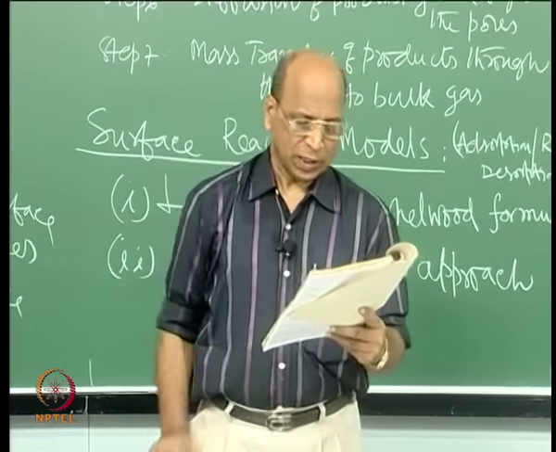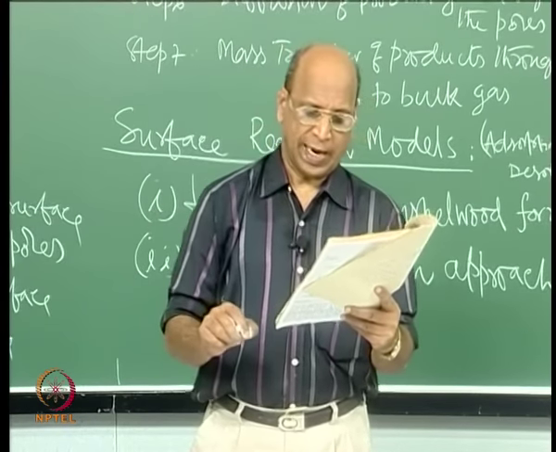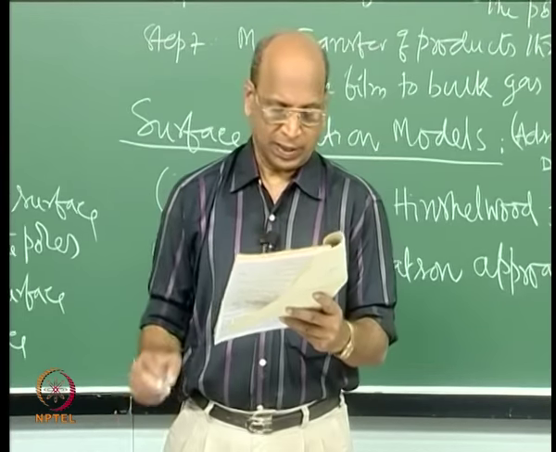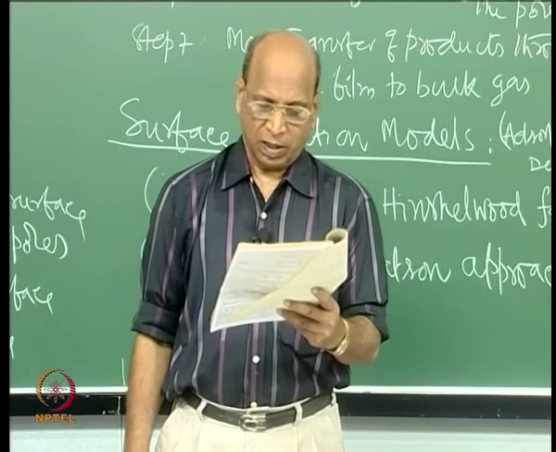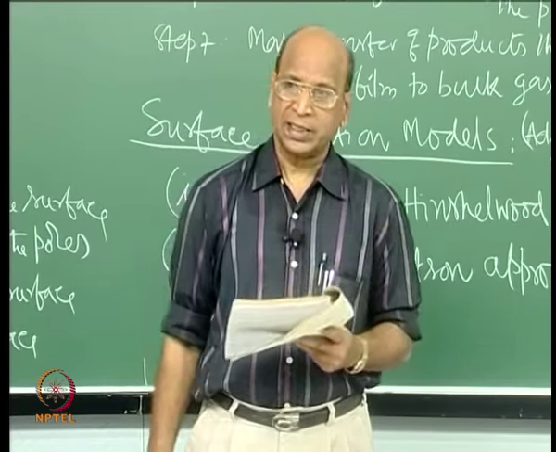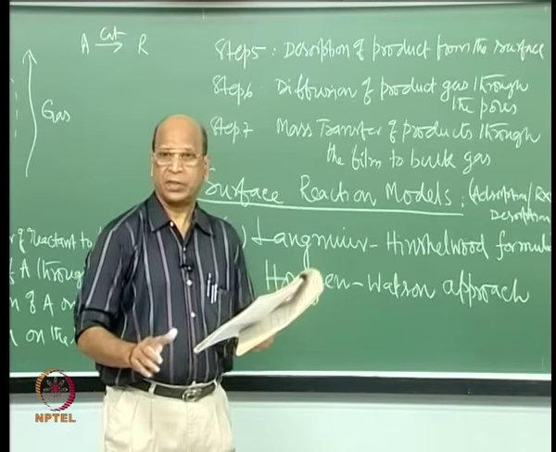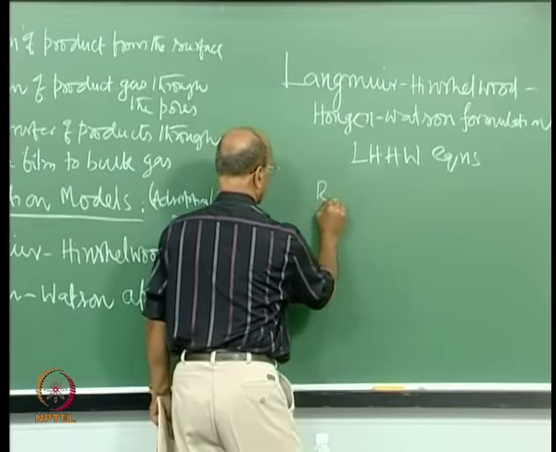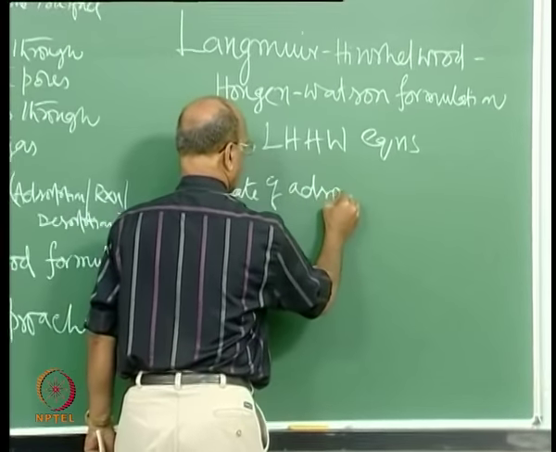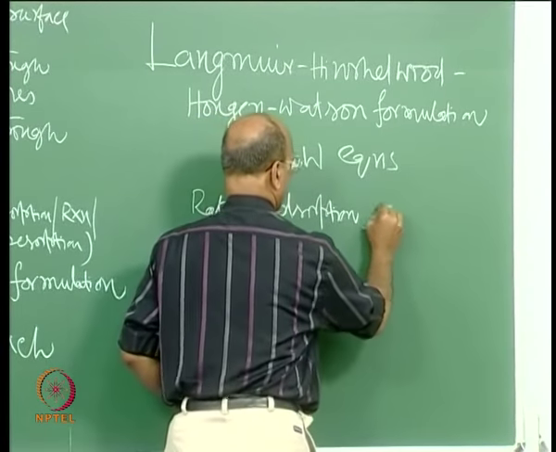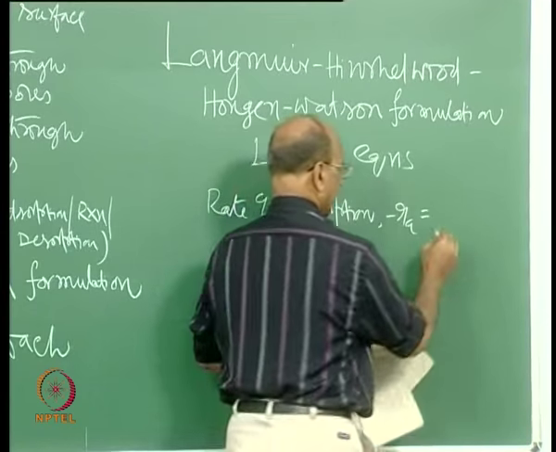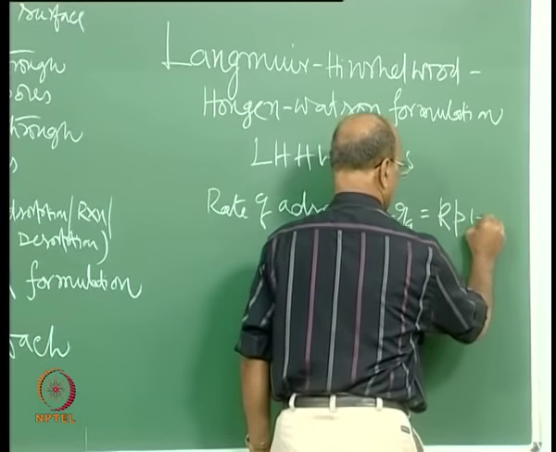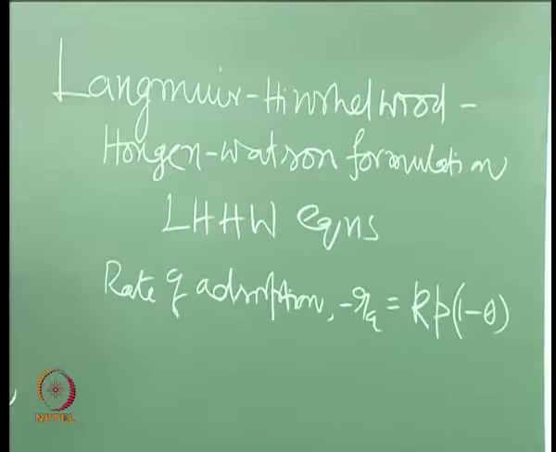Next one you can write. The surface may be divided into theta and 1 minus theta, where theta is the fraction of surface covered by adsorbed molecules, and 1 minus theta is bare surface. That means the surface is free of any adsorption. So, rate of adsorption we call minus R A equal to K into P, the partial pressure of a certain gas, into 1 minus theta.